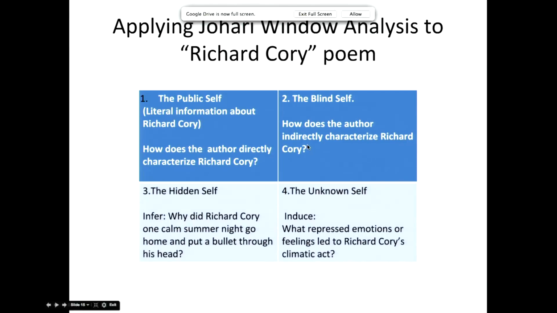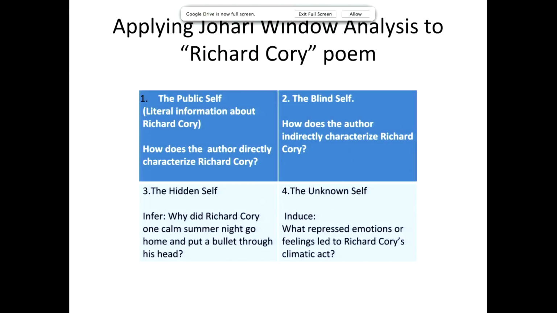In The Blind Self, how does the author indirectly characterize Corey? For the hidden self, I want the students to create inference questions. Why did Richard Corey one calm summer night go home and put a bullet through his head? And then the unknown self.